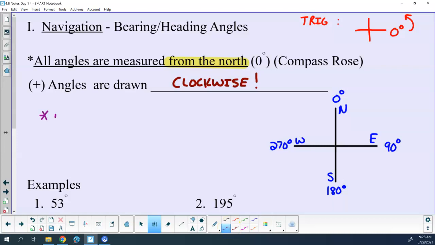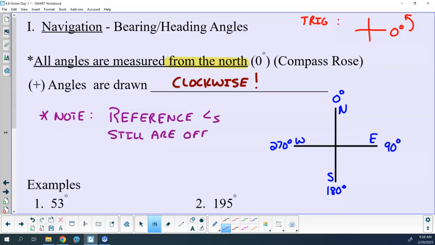One side note, your reference angles, we will still be doing reference angles. They are off the horizontal.